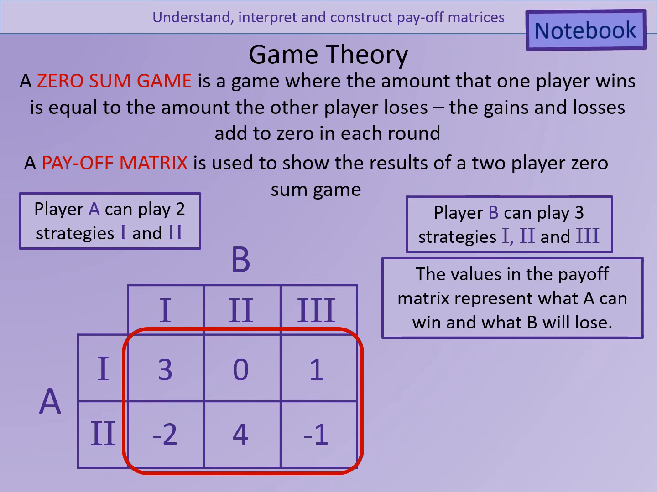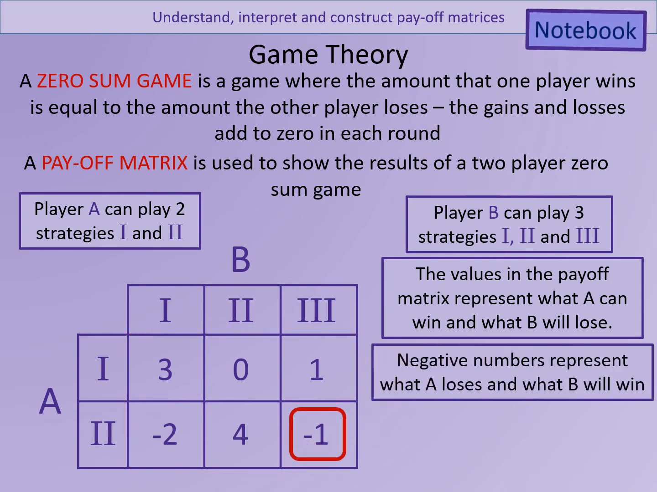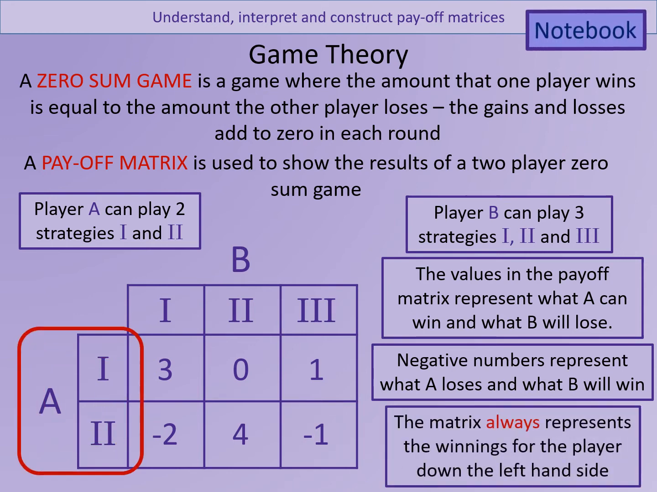So for example, the 1, 1 in the top left, the number 3 says that if those options are picked, then player A will win 3 points and player B will lose 3 points. If a number is negative, that represents player A losing that amount. So therefore, player B will be winning. So in this -1 here, A is losing 1 point, so B would win 1 point. Payoff matrices always represent the winnings for the player on the left-hand side.